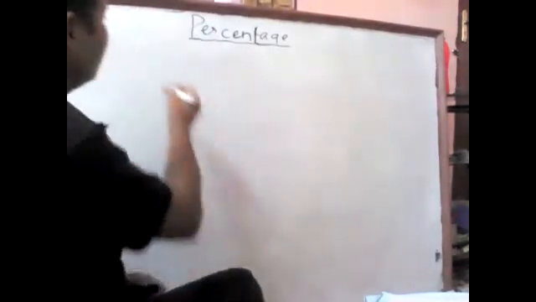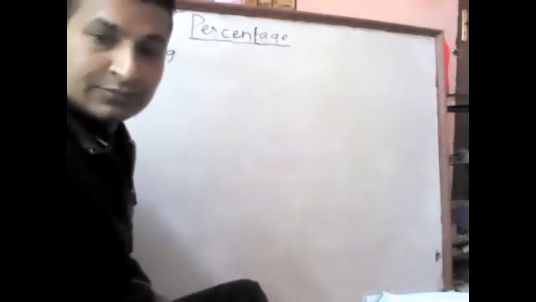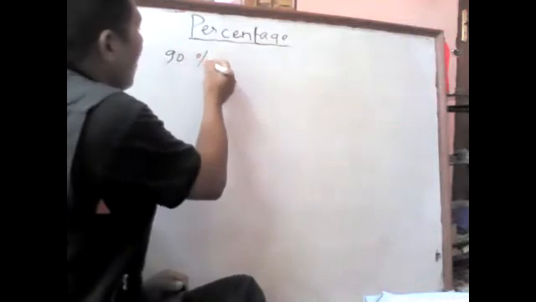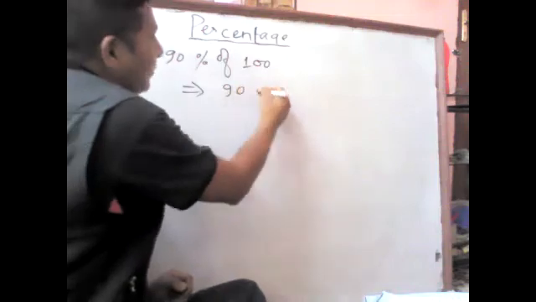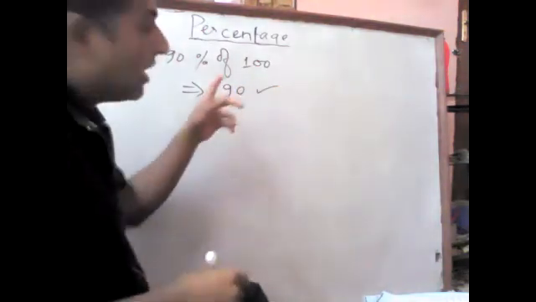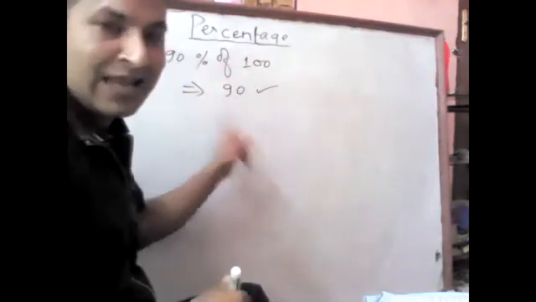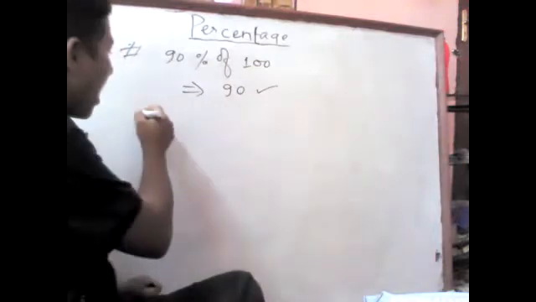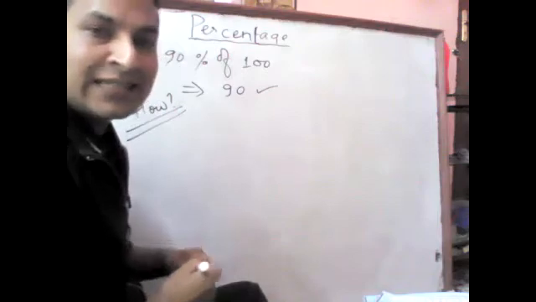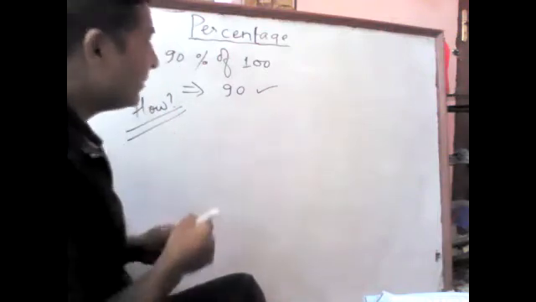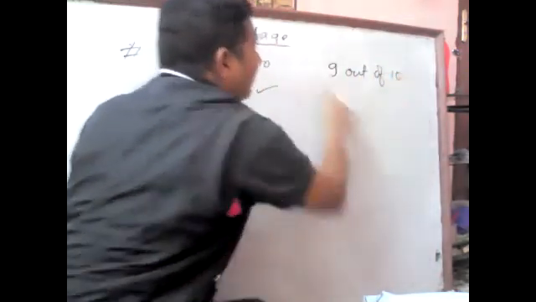Yes, we know that. We already know that 90% of 100 is equal to 90, because it is taken out of 100. But how to find out in other cases? Sometimes if it is given like 9 out of 10, then how to find out?